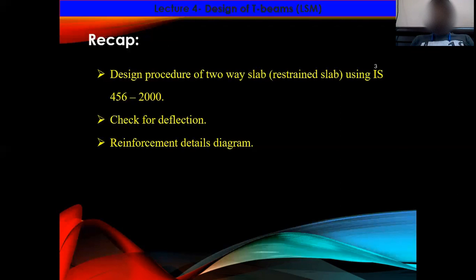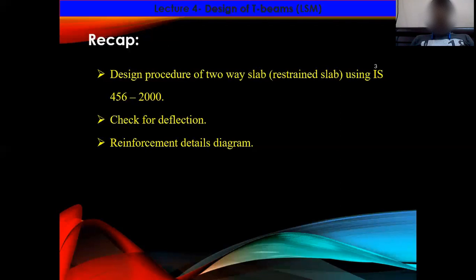And based upon that, we calculated the reinforcement for different strips. That means you need to divide the slab into three strips, that means middle strip and edge strips in both longer span direction as well as shorter span direction. So we calculated the reinforcement for all the strips based upon the bending moment and IS 456 2000 codal terms.